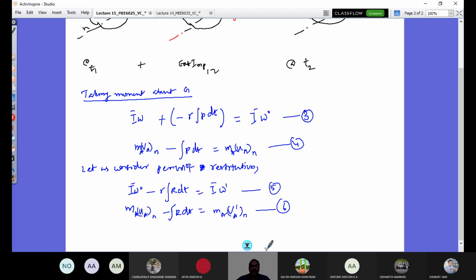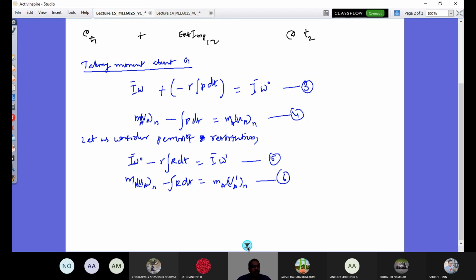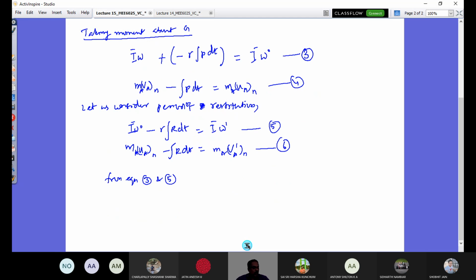By having these equations now, we can find out the E value. So from equations 3 and 5, now I can write the definition for E. So how can I do that? See, find the impulses. So I have here equation 3, I have minus R PDT. So PDT is what? The definition of E is integral R dt to integral PDT, right?